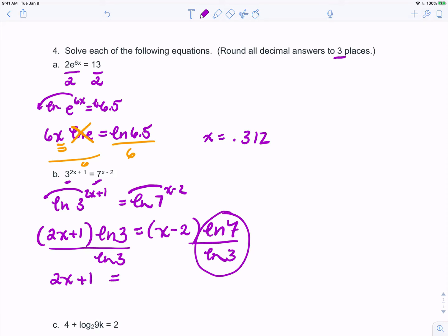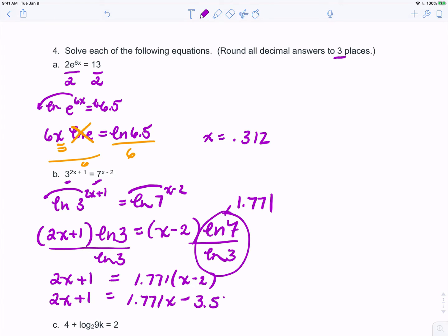And now I'm going to change this into a decimal. So natural log of 7 divided by the natural log of 3 gives us 1.771. So this is equal to 1.771 times x minus 2. And then it's just a matter of going ahead and solving. So we're going to distribute 2 times 1.771, which is 3.542. We're going to subtract 1.771x from both sides.